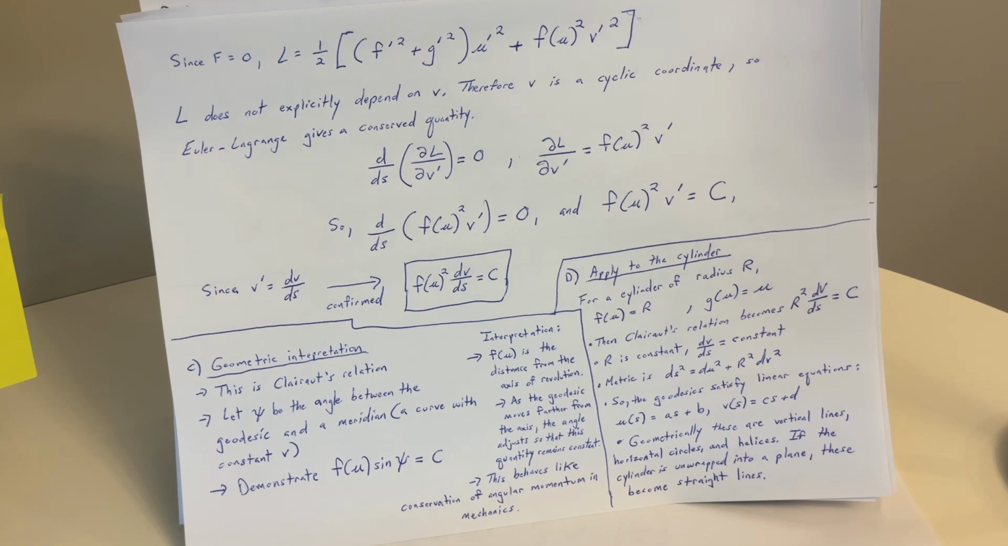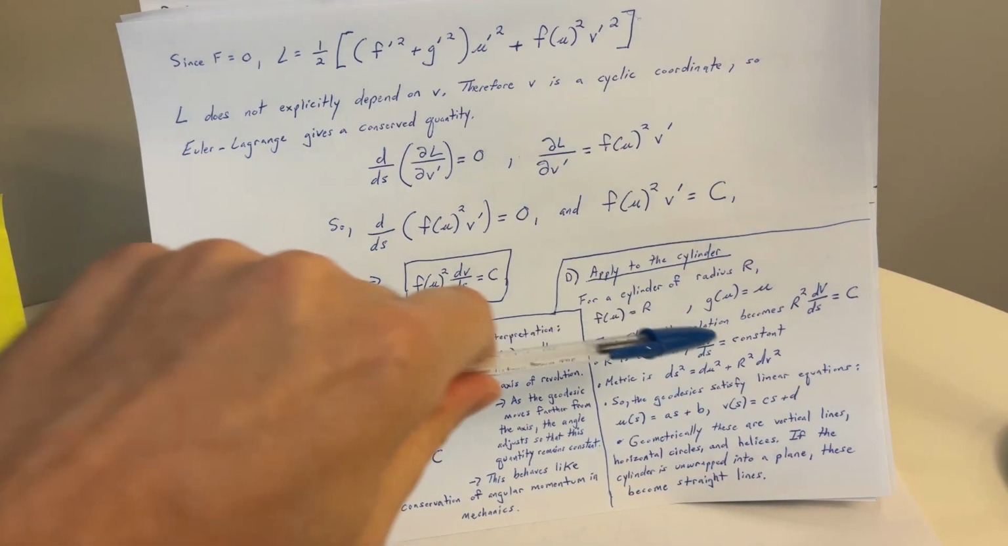All right. Now, in part D, we could apply this to a cylinder. So for a cylinder of radius R, f of u equals capital R and g of u equals u. And then Clairaut's relation becomes R squared dv/ds equals c. R is constant, dv/ds equals a constant. Metric is ds squared equals du squared plus R squared dv squared there.